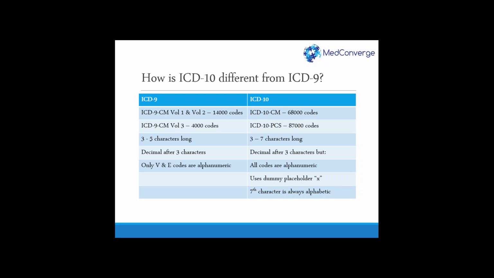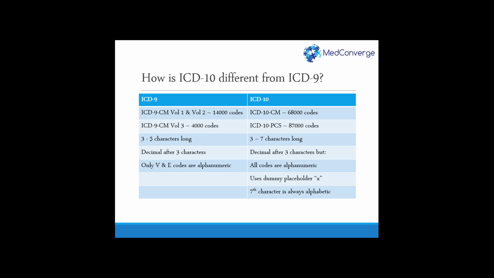So with ICD-10 CM, we have 68,000, right? ICD-9 only had 14,000. And with ICD-10 PCS, we have 87,000 codes, whereas with ICD-9 Volume 3, which listed all the procedural codes, it was only 4,000 codes, right? So this obviously translates to more complexity and specificity. So you can imagine why we are stressing on documentation here.